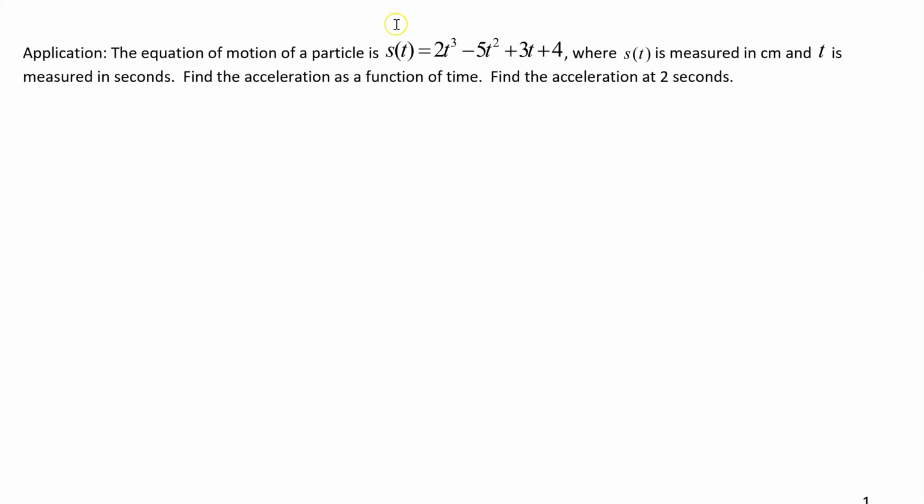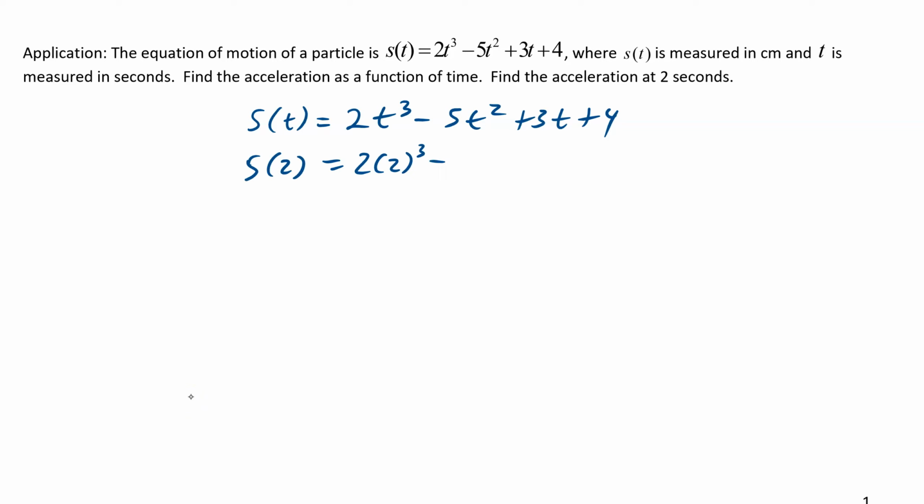It says the equation of motion of a particle is given here, where s of t is measured in centimeters and t is measured in seconds. Find the acceleration as a function of time. Well, if we take our function s of t, this is its position. So that is its position. So if we were to plug in 2 seconds, it would tell us where it's located at 2 seconds.